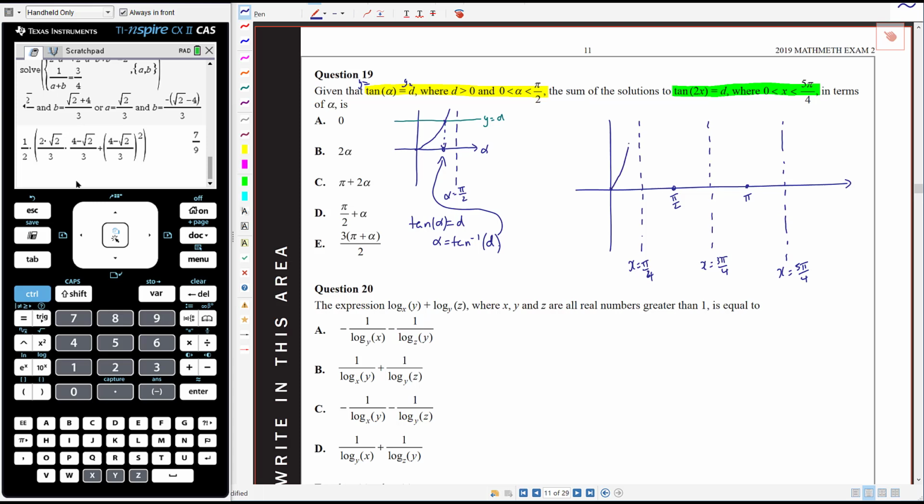Okay, so it's a tan graph, so it goes up like that, and we want, again, when y equals D. So like we did for this one, think about that first solution. We know that tan of 2x equals D, which means that 2x equals inverse tan of D, and we already know that that's alpha.